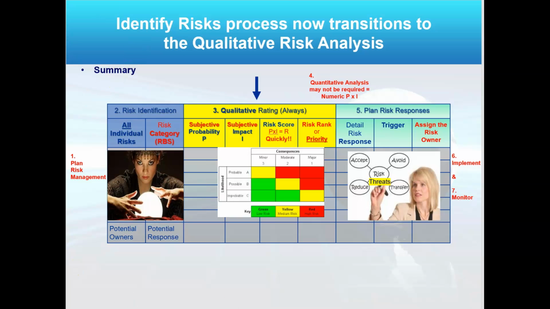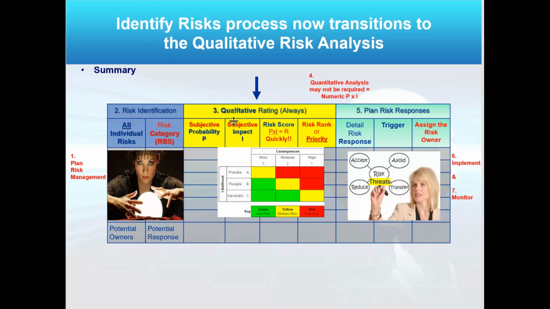Now, this is the 7 processes in risk management in a single picture. I'm going to plan risk management, which is going to give me my risk management plan, a subsidiary plan to the project management plan. Then I'm going to do risk identification, which is all risks. I even identify a category, potential owners, and potential responses. Then I need to take that list and prioritize it.